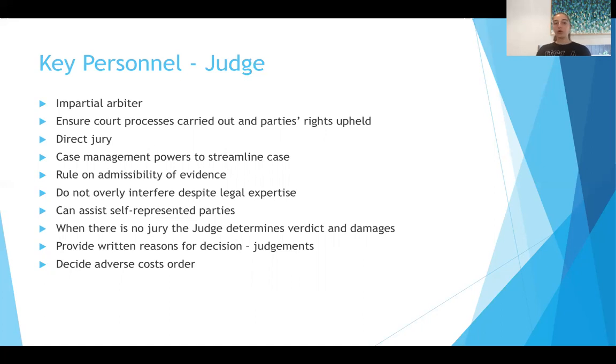The judge cannot overly interfere in the dispute despite their legal expertise and experience in the law. And so whilst they can assist self-represented parties to some extent, if they are considered to have overly intervened, that's cause for a mistrial. When there is no jury, the judge determines the verdict and the damages. However, when there is a jury, the judge has a very limited role for civil law because the jury is responsible for both the decision and the damages.